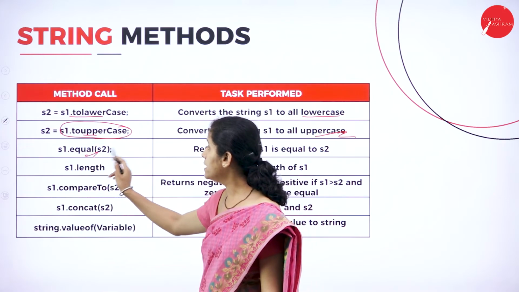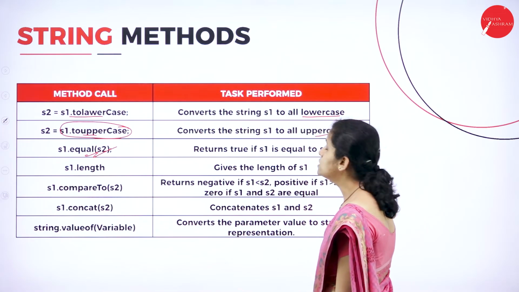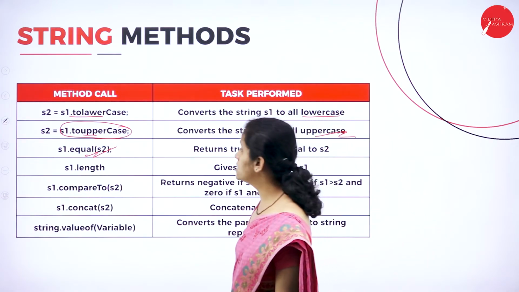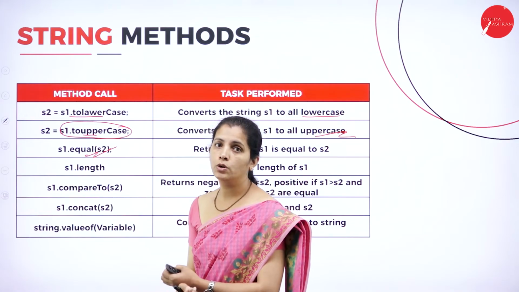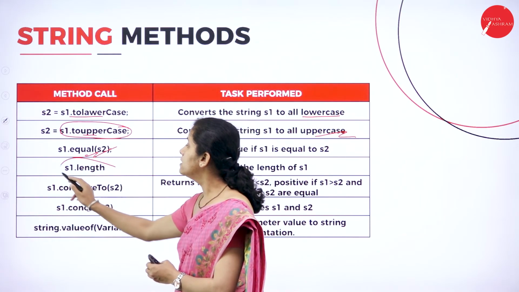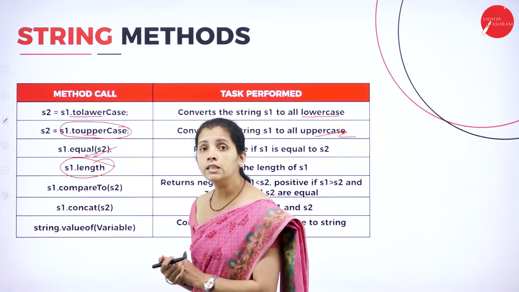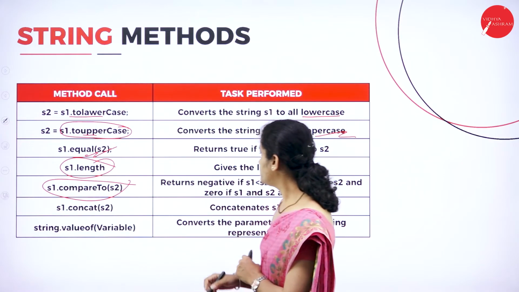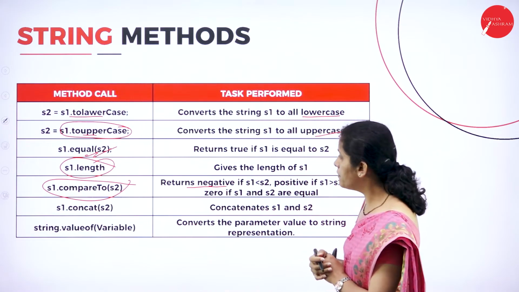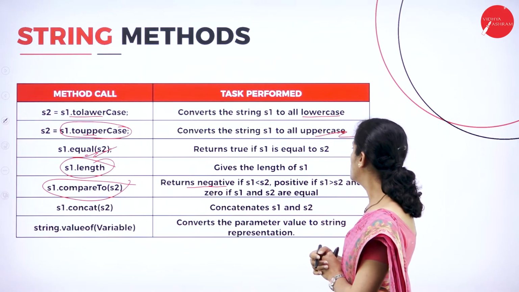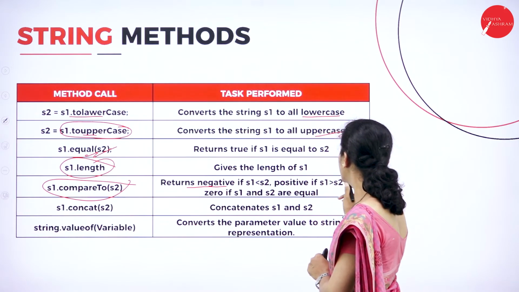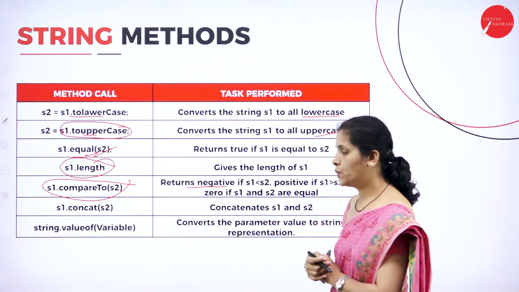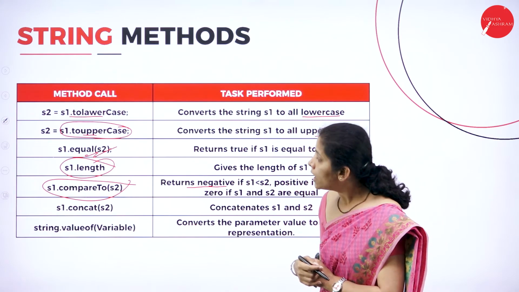For that I have equals. So it returns true if S1 and S2 are equal. That is nothing but string 1 and string 2 are equal, then it's going to return the value true. Then length. It's going to return the length of the string. And compareTo. It returns negative if S1 is less than S2, positive if S1 is greater than S2 and 0 if S1 and S2 are equal.